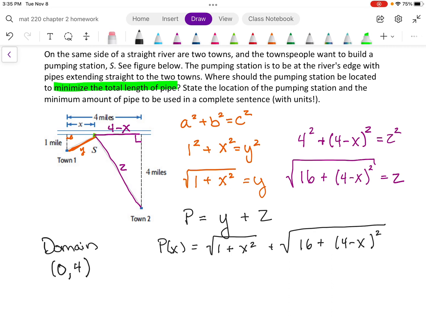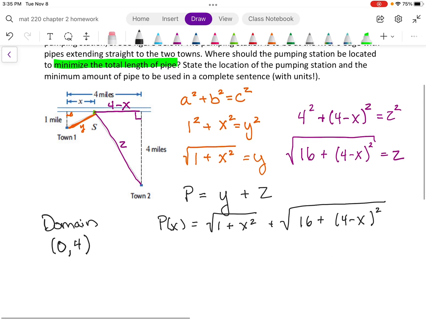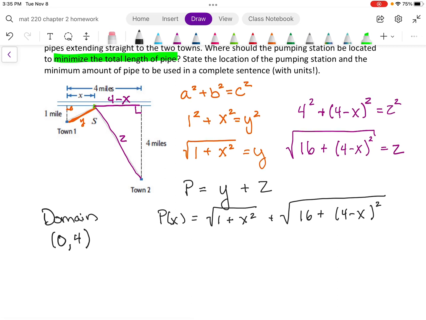The other thing I notice here is I might want to do a little bit of simplifying over here before I take my derivative, just to make my life easier. And so I'm going to expand this out, and hopefully then my chain rule is a little easier to do. So I have 16 plus, and then if I distribute that, I'd get 16 minus 8x plus x squared.